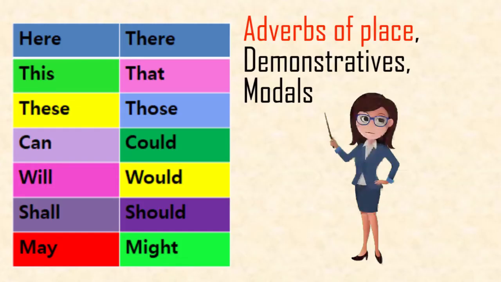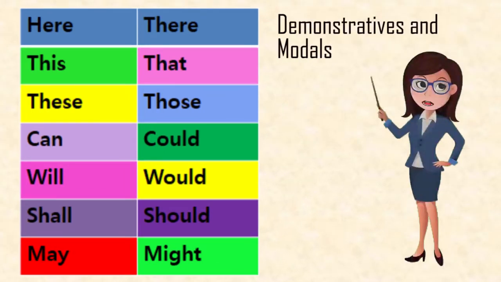This is the list of adverbs of place in reported speech that will have changes also. Here I have the example of adverbs of place. For example, here becomes there. I have also the examples of demonstratives. For example, this becomes that. These becomes those. How about modals?